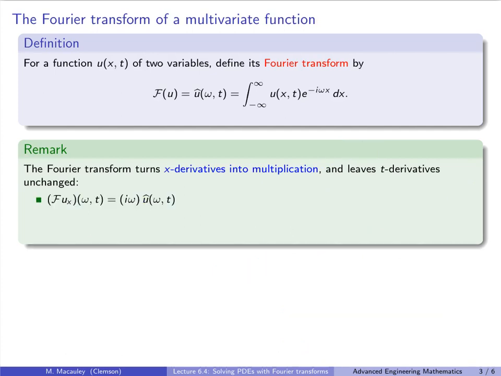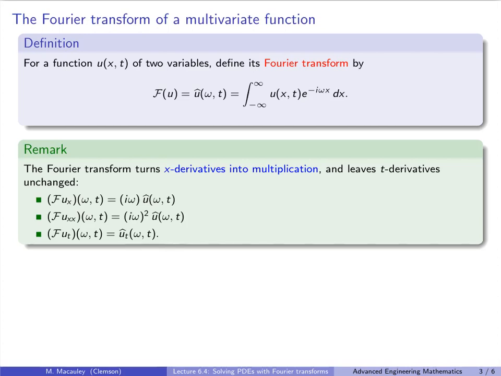Thus, for a two-variable function, the Fourier transform of the x derivative of u is i times omega times the Fourier transform of u. The Fourier transform of the second x derivative of u is the square of i omega times the Fourier transform of u. So of course that's negative omega squared. And in general, every time you take a derivative, you get out another factor of i times omega.